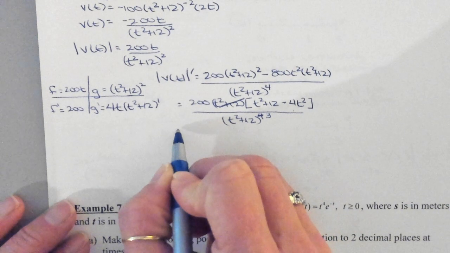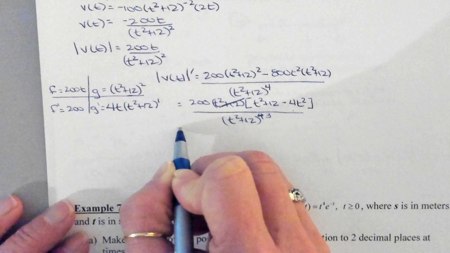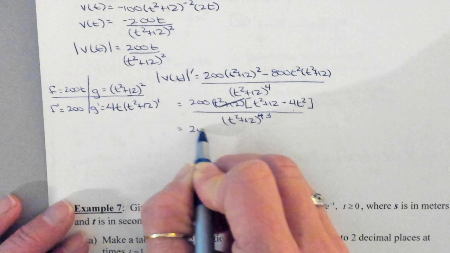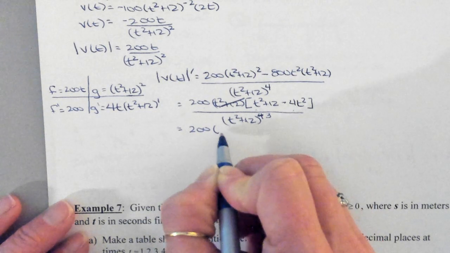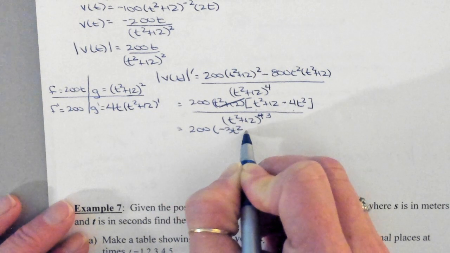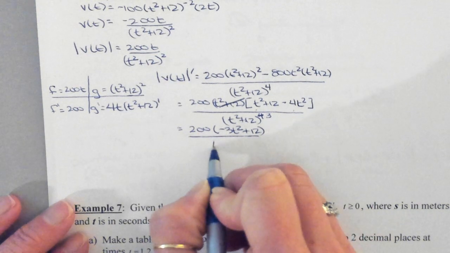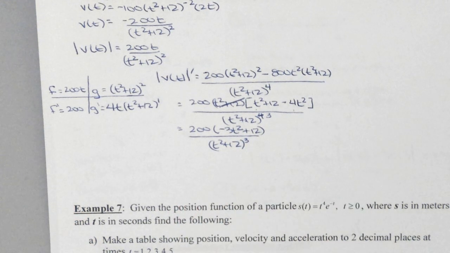So I've got, what do I have here? Is this 200? 200 times negative 3t squared plus 12 over t squared plus 12 to the third power. Okay, is that 200 going to give me a critical number? No, it's just the greatest common factor, right?